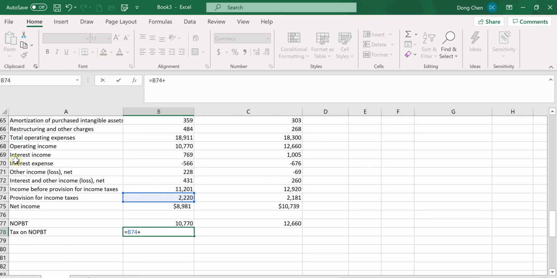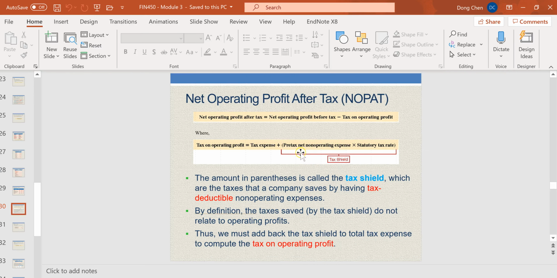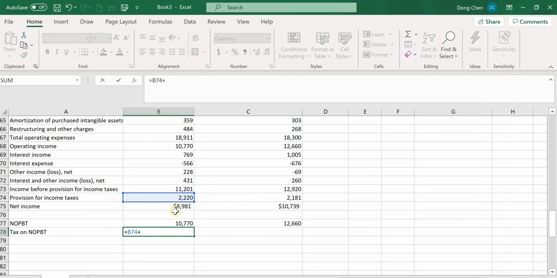So if you check the items, you will see interest income, interest expense, and other income net. And then interest and other income net is basically the sum of all these items. Since we already have this aggregate item, I just use it. But notice here it's net non-operating expense. So if this is income, we need to put a negative sign in front of that income, and then multiply by the statutory tax rate, which is given as 37%, right? So that is basically my tax on operating profit before tax, right?